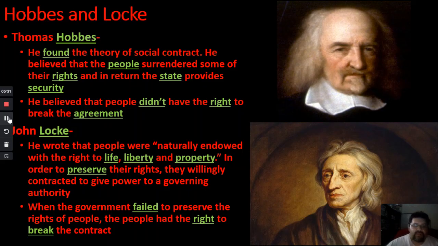Okay. Now, John Locke, the other guy on the bottom there, he said people were naturally endowed with the right to life, liberty, and property. Okay. And that when it comes to what Hobbes said, he believed the other way around.